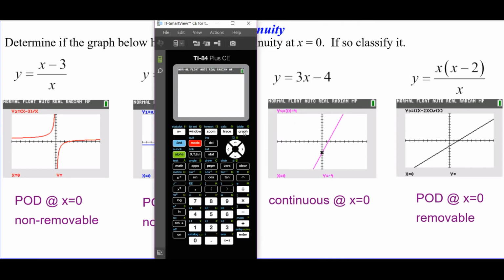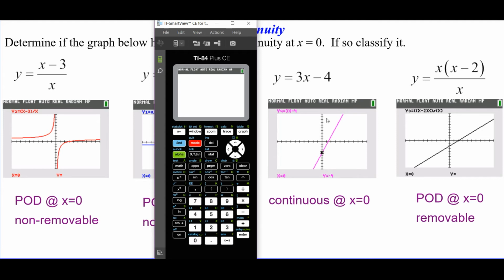Looking at our third example here, we're going to graph this equation, 3x minus 4. From the graph here, we can see that this appears to be a continuous function. Just to double check, we're going to go second trace value again at x equals 0. And at x equals 0, y equals negative 4. So when x equals 0, y is defined, so it is continuous at the point x equals 0. So obviously then we don't have to worry about classifying it.